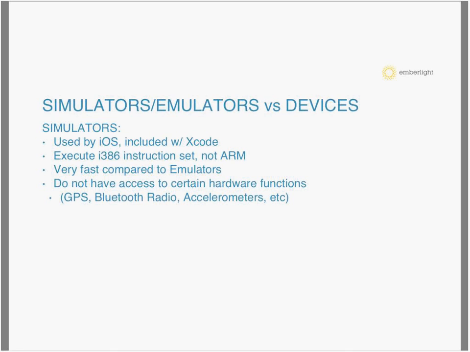The only way to actually test that and to get access to a BLE radio is to use a physical device. And there's a handful of other device-specific functionality that you either have to fake or just completely mock out, depending upon what your needs are for your application. So that's one of the downsides of a simulator: the lack of hardware functionality.